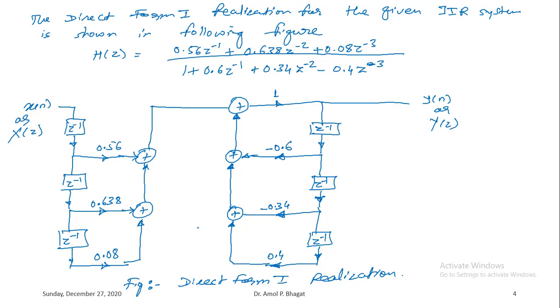Similarly, we can obtain the direct form 2 realization, where we simply overlap these two sections so that common delay elements will be there, right? And this output section will be drawn on the left hand side, and this input section will be drawn on the right hand side in direct form 2 realization, as seen in the previous session.